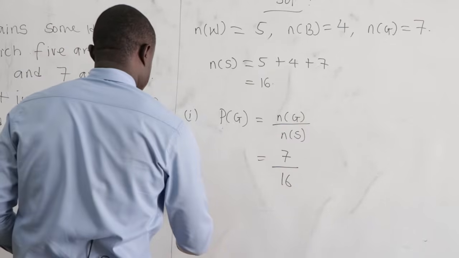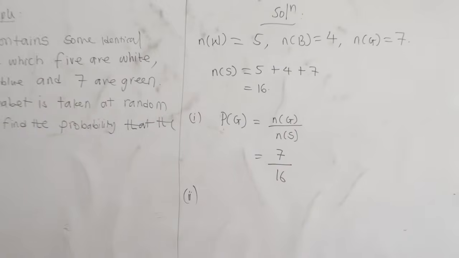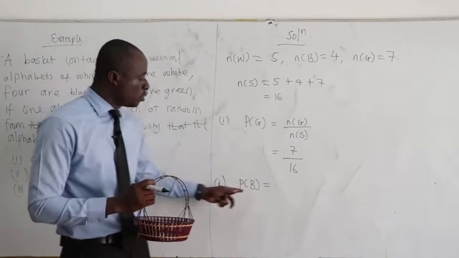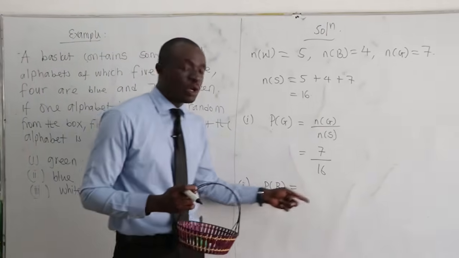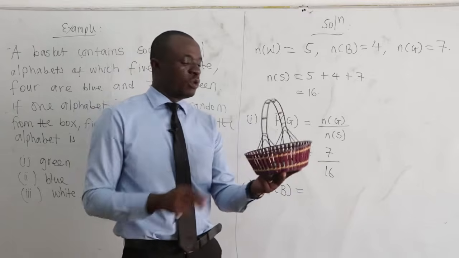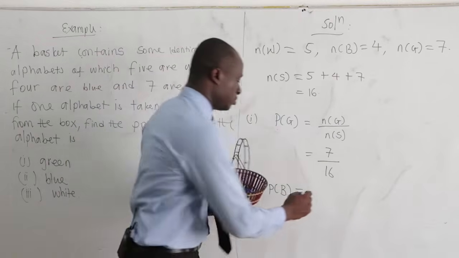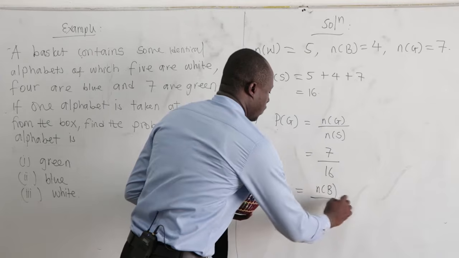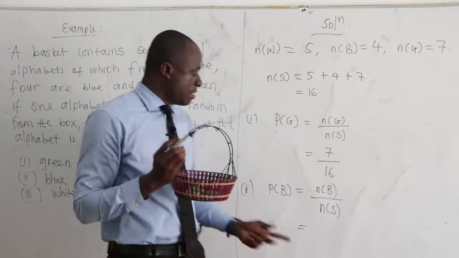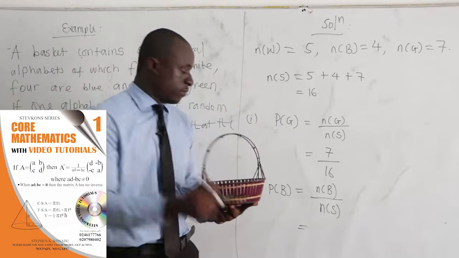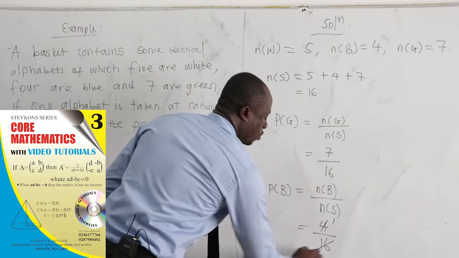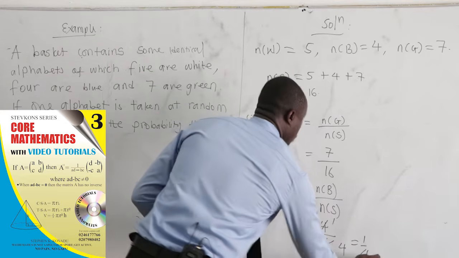Now the second one is asking, what's the probability that it will be blue? By definition, it is the number of ways in which the blue can happen, all over the number of ways in which all equally likely events, including the blue, can occur. The number of blues in this is 4: 1, 2, 3, 4. So we have 4 all over the total, which is 16. Now 4 will go into 16, 4 times. So we have 1 over 4.